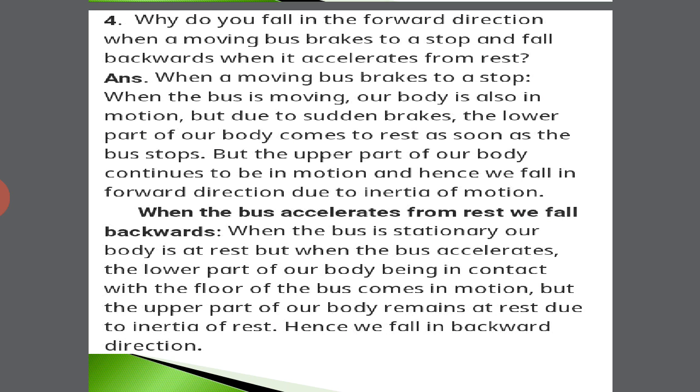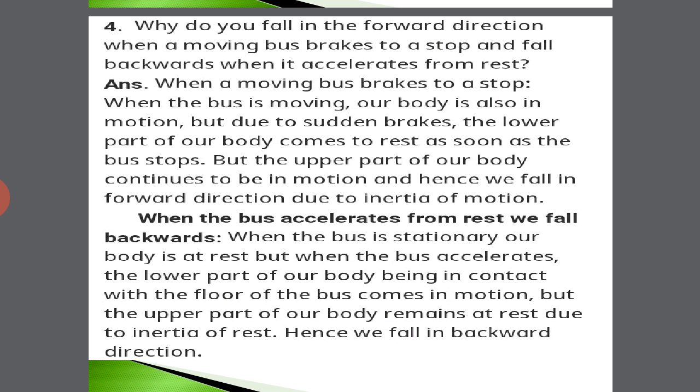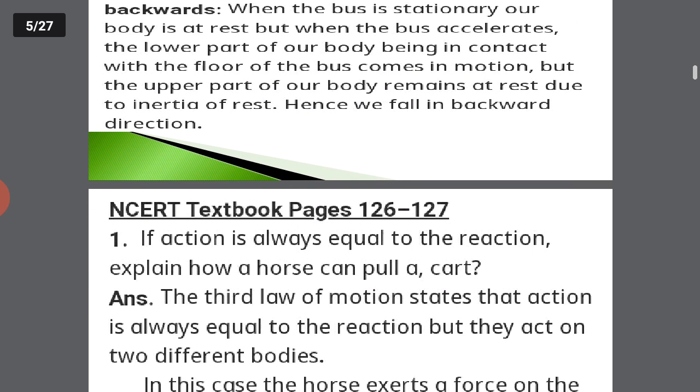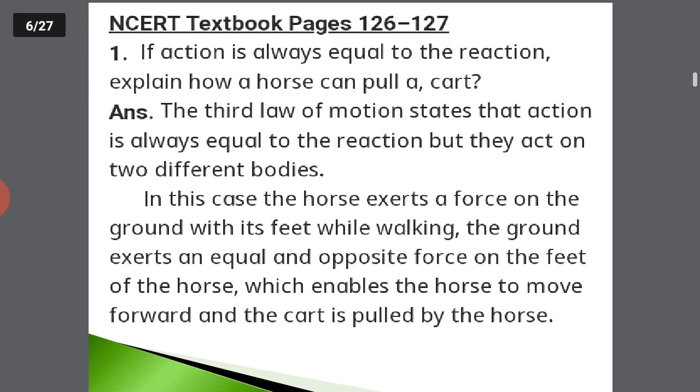And the rest: when the bus accelerates from rest we fall backwards, because the bus is stationary and our body is at rest. When the bus accelerates, the lower part of our body, which is in contact with the floor of the bus, comes to motion, but the upper part of our body remains at rest due to inertia of rest, hence we fall in the backward direction. Got it? That is, in the first case it is due to inertia of motion, in the second case it is due to inertia of rest. Next question.